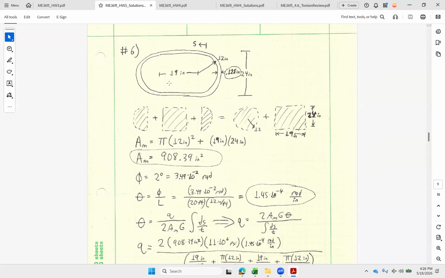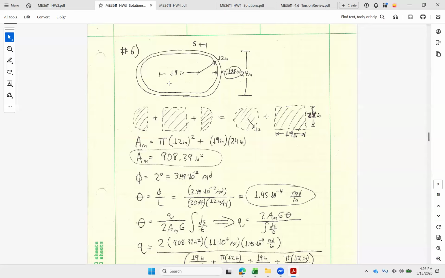We convert that phi angle into radians. We get 0.0349 on the radians. So that takes care of the units for us. Our twist per length is going to be that little number divided by 240 inches. And we get down to the 10 to the minus fourth on our twist rate, radians per inch. 1.45, 10 to the minus 4.